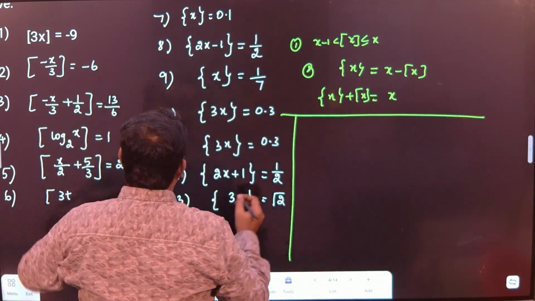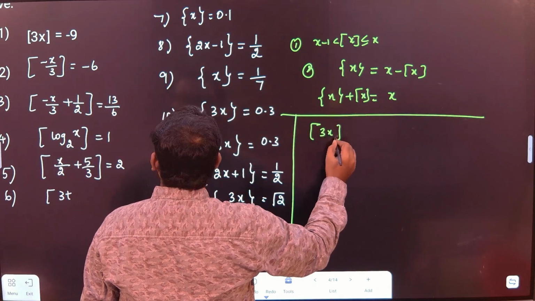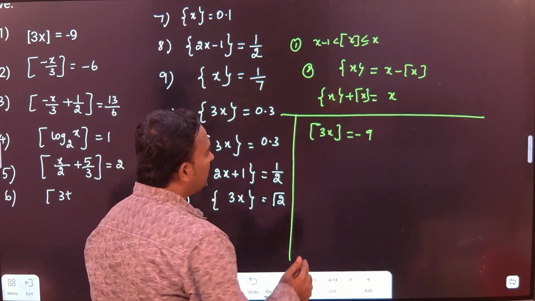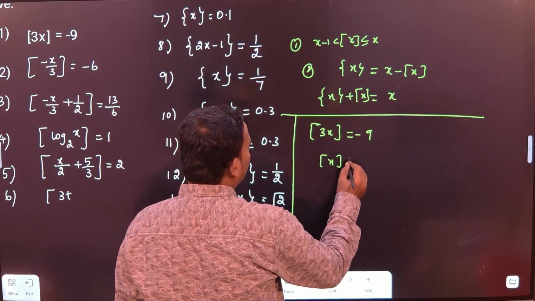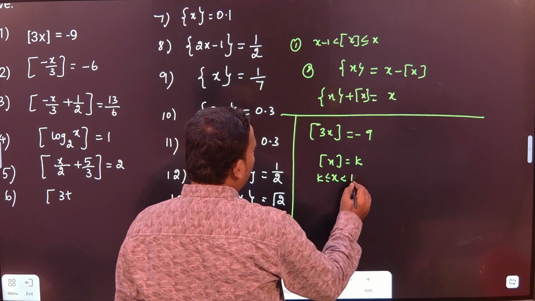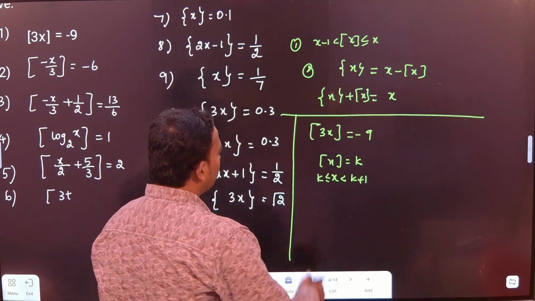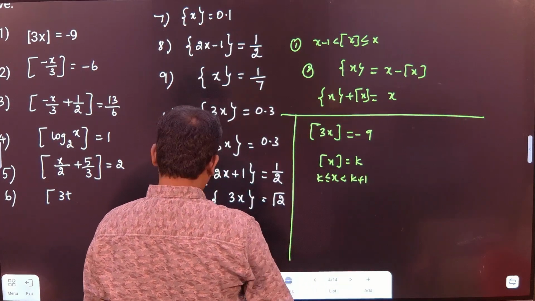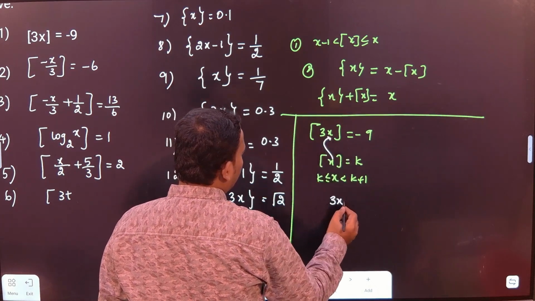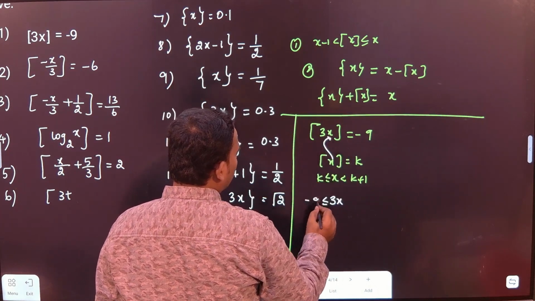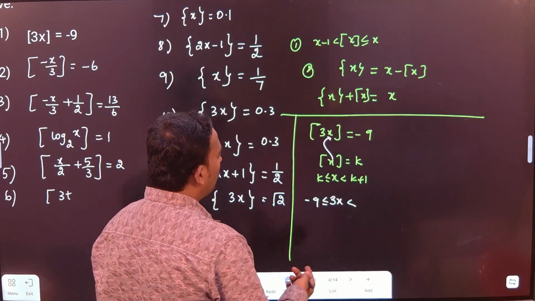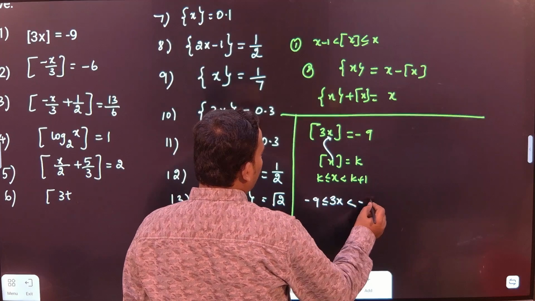So the greatest integer function of 3x is equal to minus 9, right? By definition, the greatest integer function of x equal to k means x should be from k to k plus 1. The same way, instead of x, 3x is there here. Therefore, 3x lies from minus 9 to minus 9 plus 1, which is minus 8.